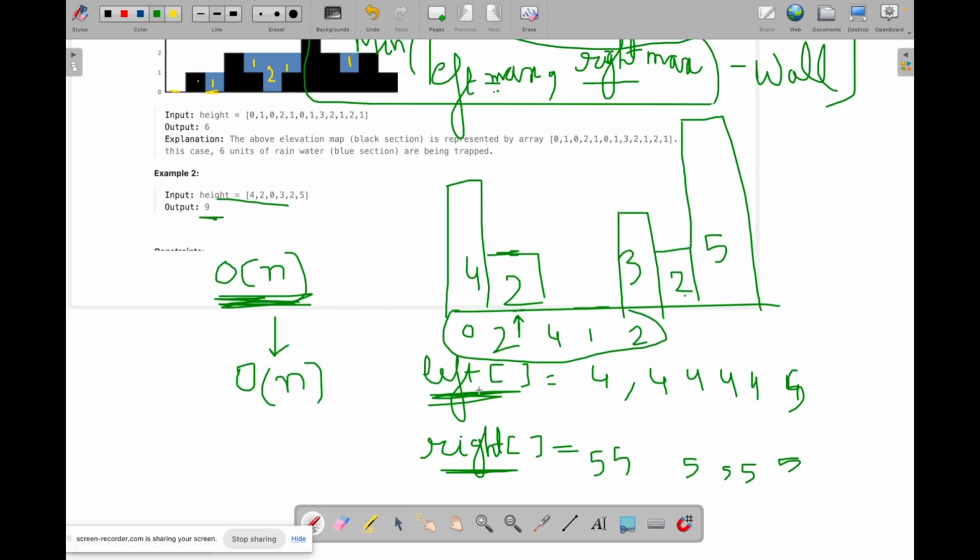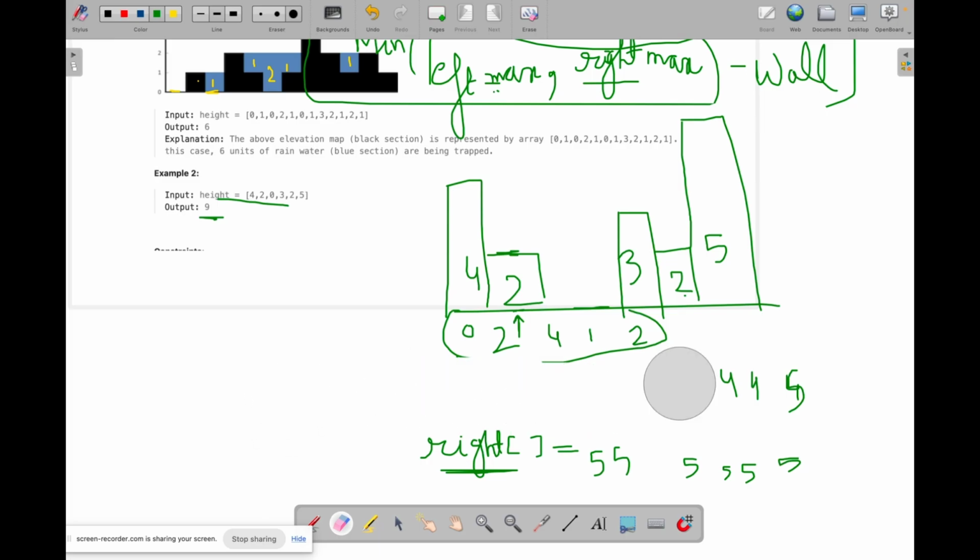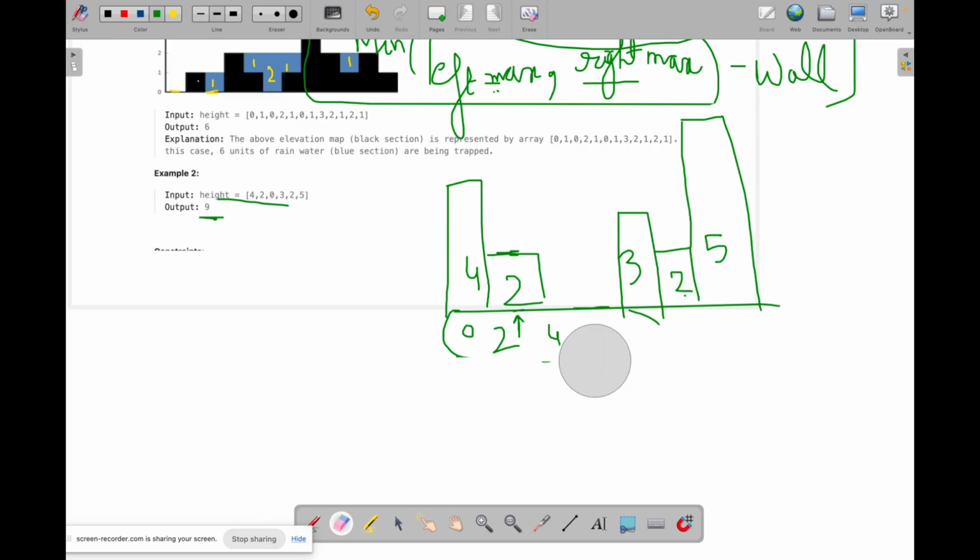So at each index i, I need to calculate what is the left max and what is the right max. If you see the equation that we have derived, at each index I need to know the left max and the right max, and if I am not taking additional space, how will I figure it out in order of one operation? Because now I'm proposing a solution which solves this problem in order of n time complexity, but should not use any extra space.